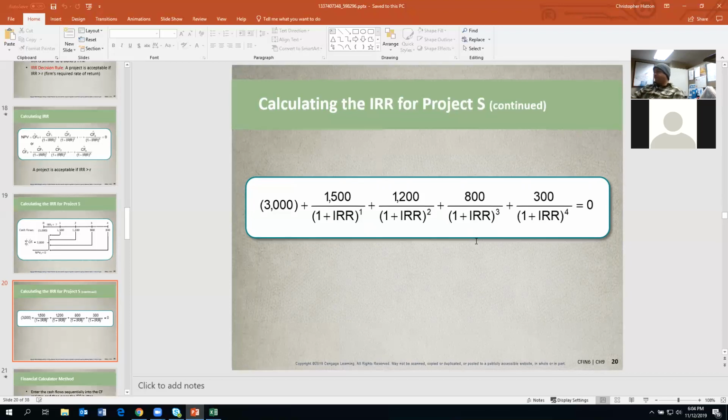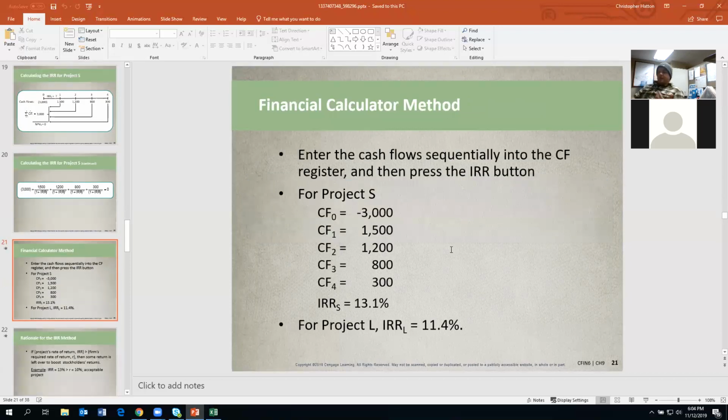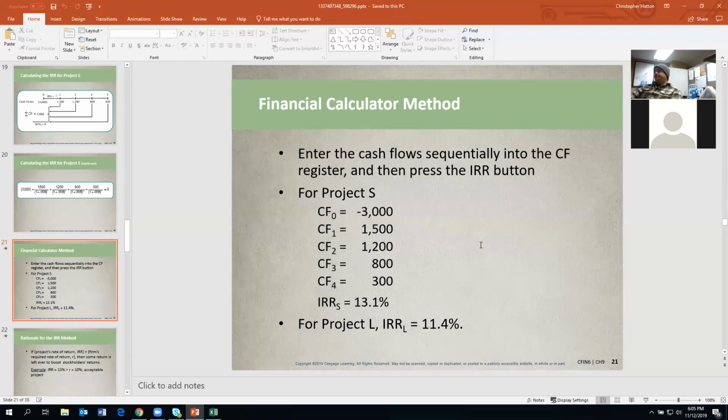You've got a financial calculator, it'll ask you the sequence of cash flows, and then you just ask for the internal rate of return. So that's why I'm teaching you guys how to do this in Excel, so you don't have to spend $100 plus on a financial calculator.